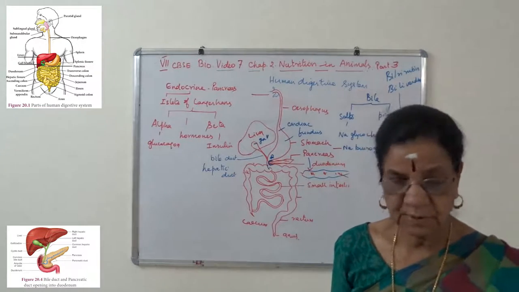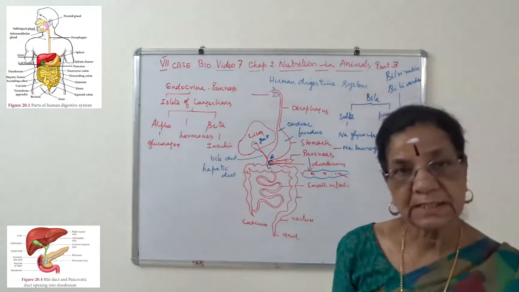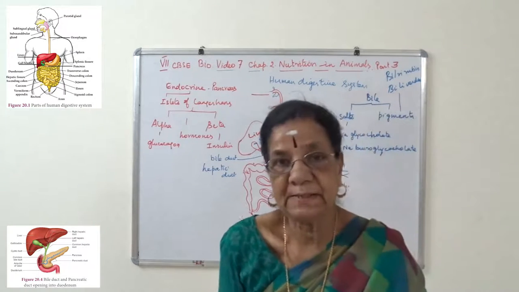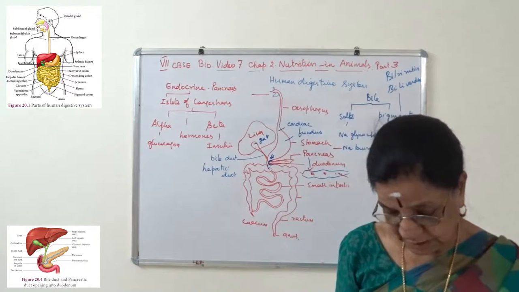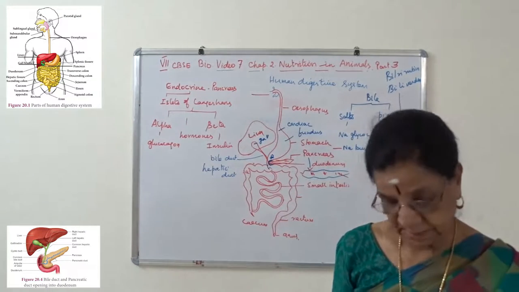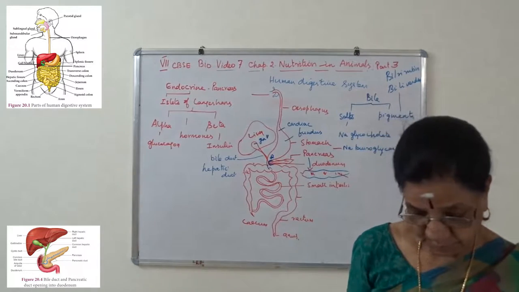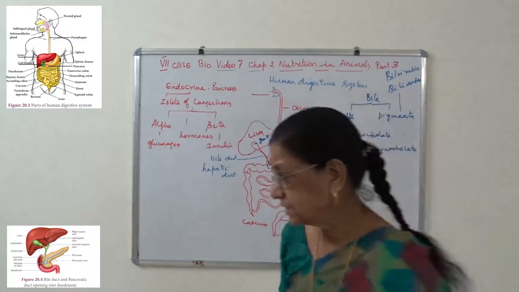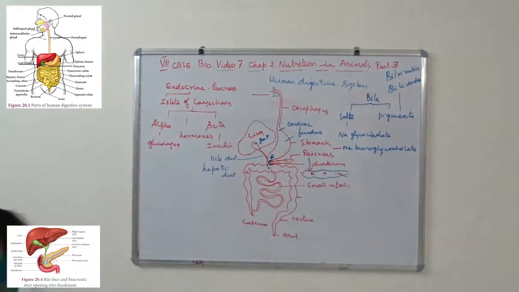This bile juice takes part in the emulsification of fat. The bile salts help in the digestion of fat by bringing about the process called emulsification. Emulsification breaks large fat droplets into smaller ones.